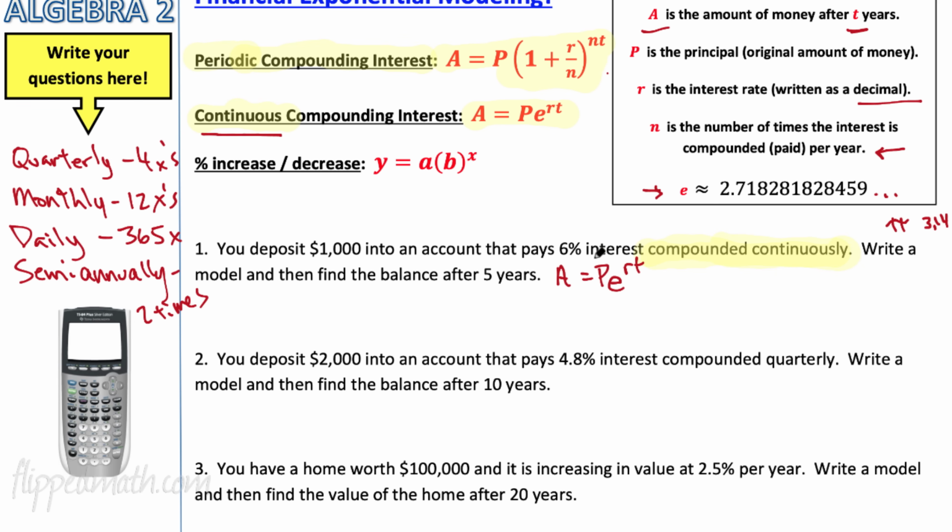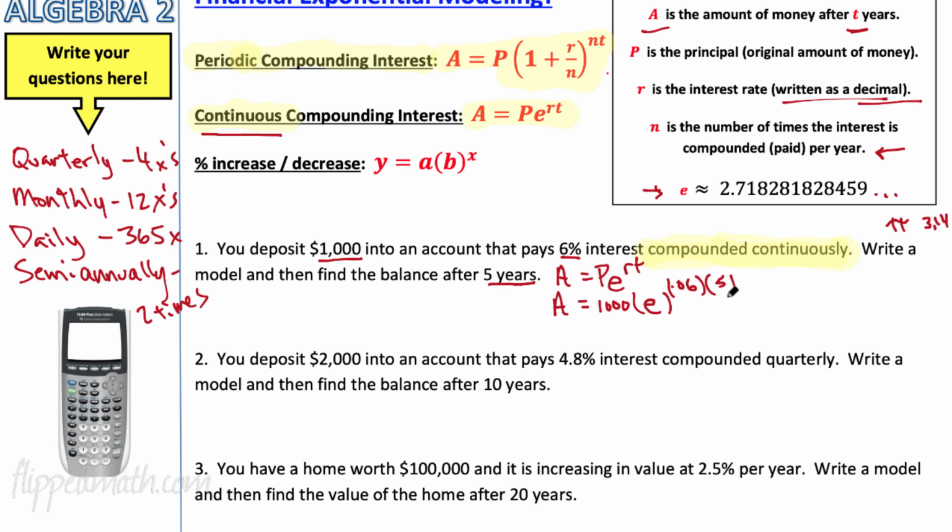So in this particular problem, we have to identify the principal. Remember, e is this number up here, 2.7182. r is the interest rate. We have to write it as a decimal. And t is the time. So here's t. I'll underline them. Those are all of our pieces of information that we need. So the amount of money in this problem is going to equal 1,000 multiplied by e raised to the interest rate, 0.06, times the time, which is 5 years.